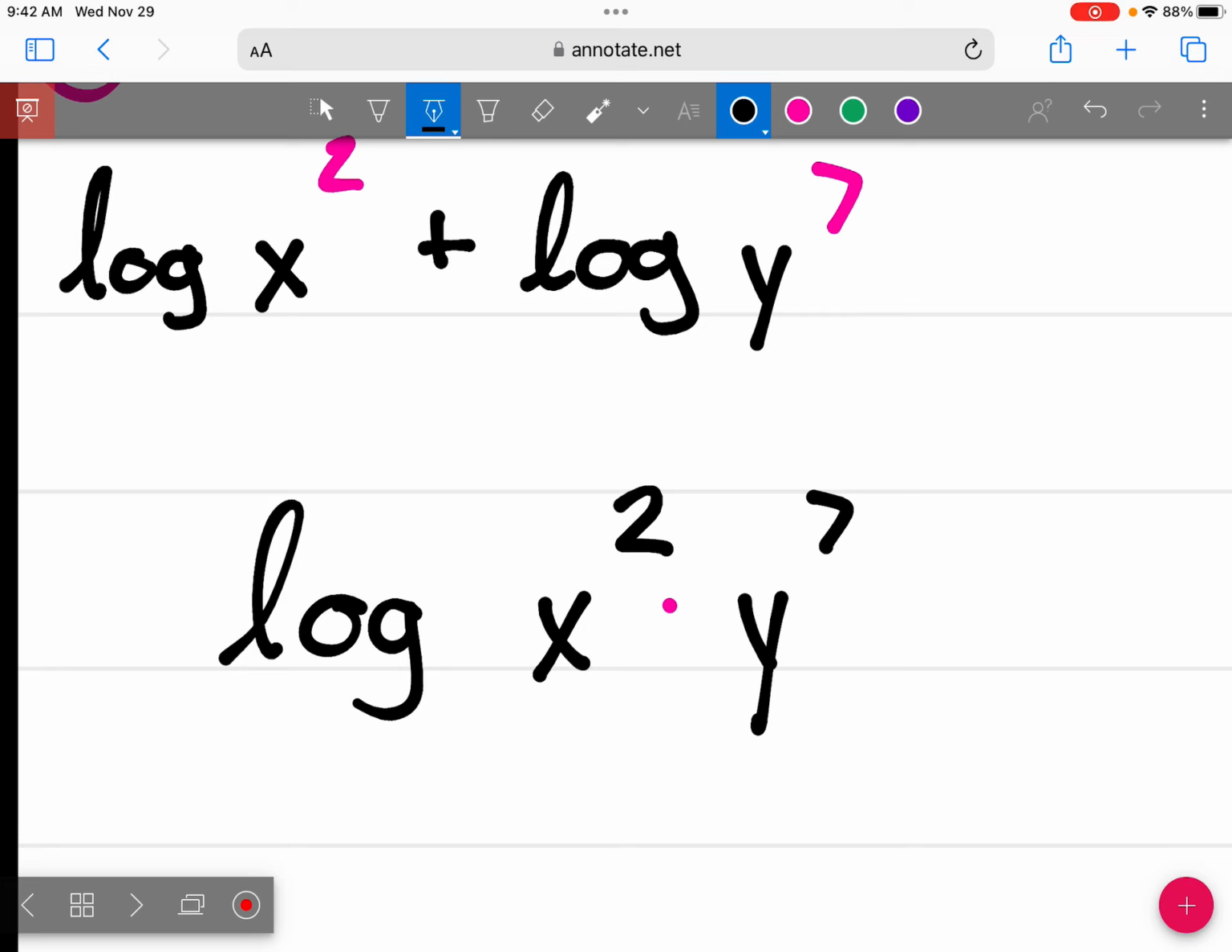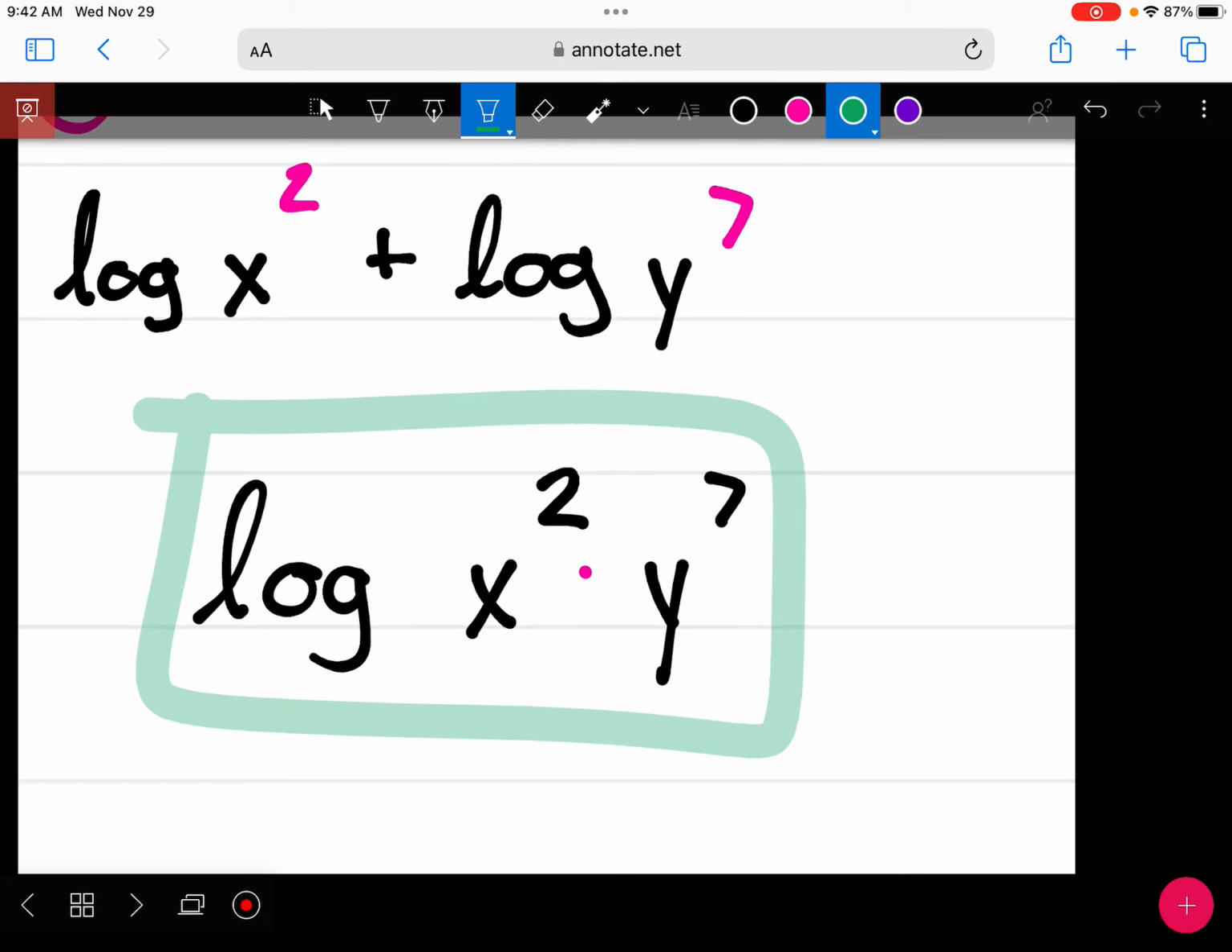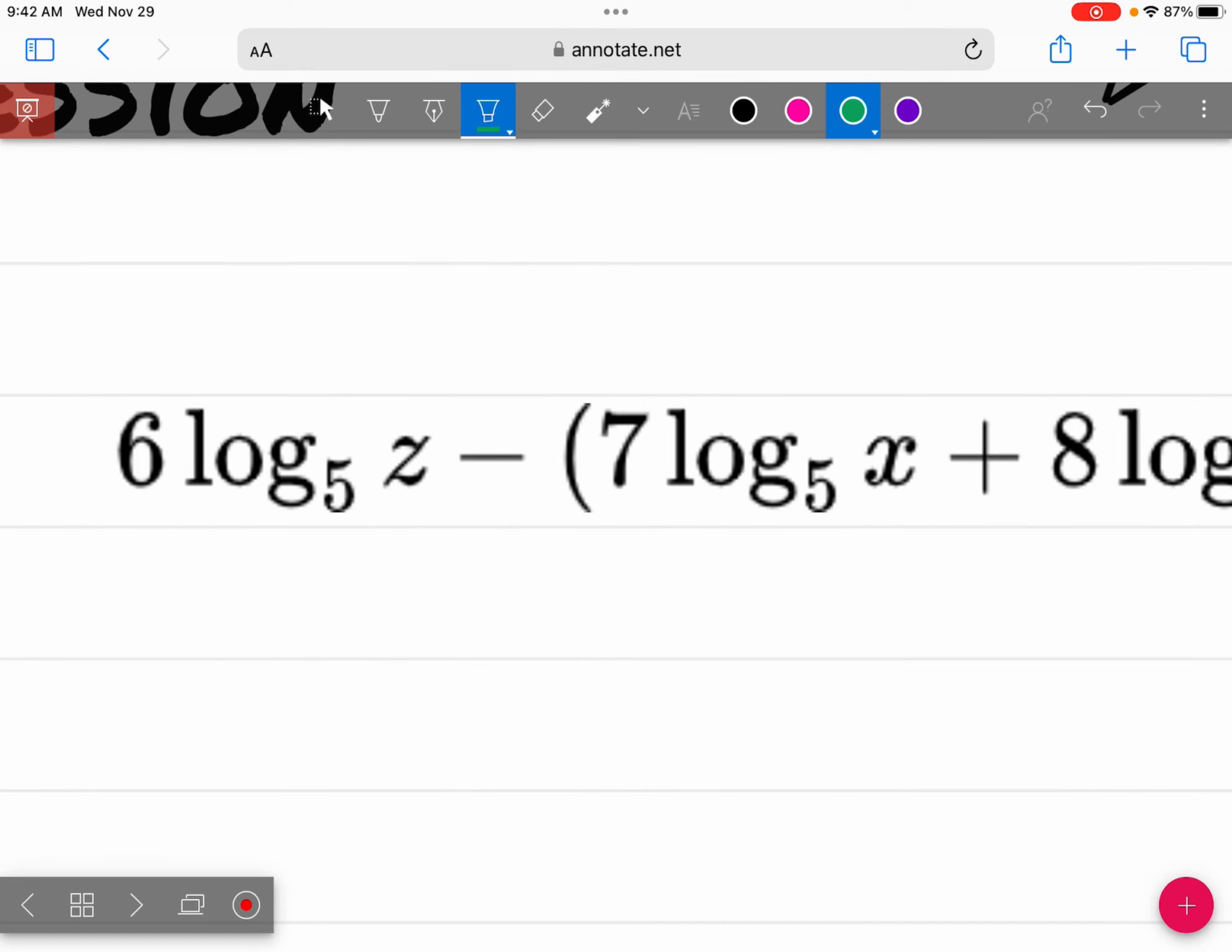The whole point is to have fewer logs. When we're done condensing, we should have just 1 log. Just 1. That is fully condensed. This right one will be the last one we do today.